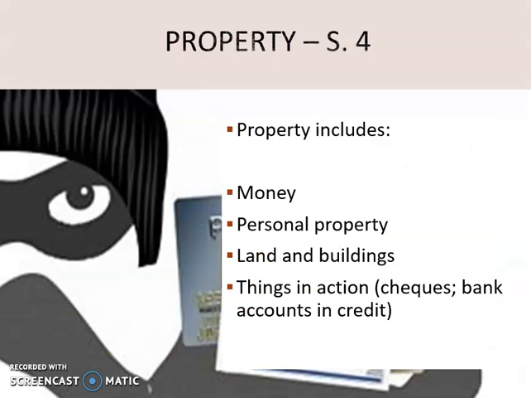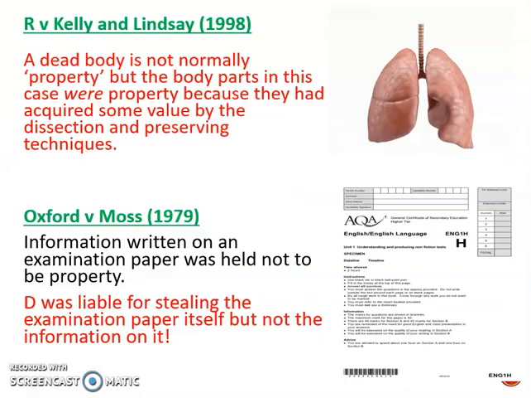Our next actus reus element is property. We have to show that property was appropriated. This is defined under Section 4 as money, personal property, land and buildings, and things in action. Firstly, on this issue, we've got Kelly and Lindsay, which was a strange case.